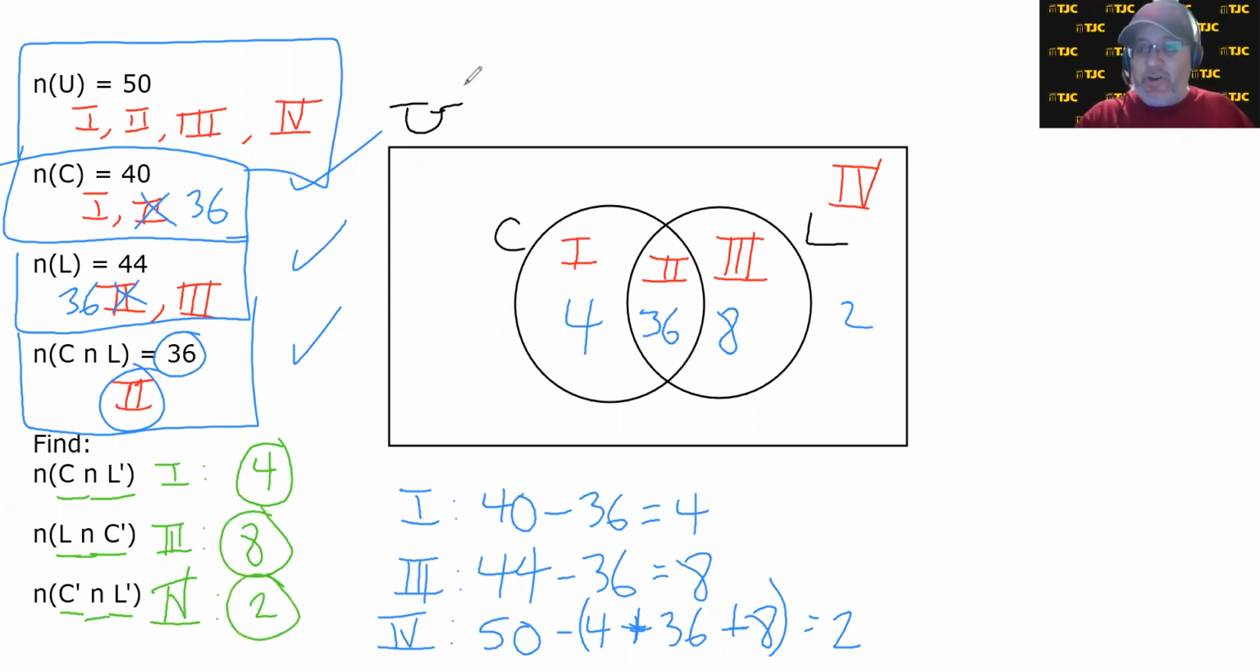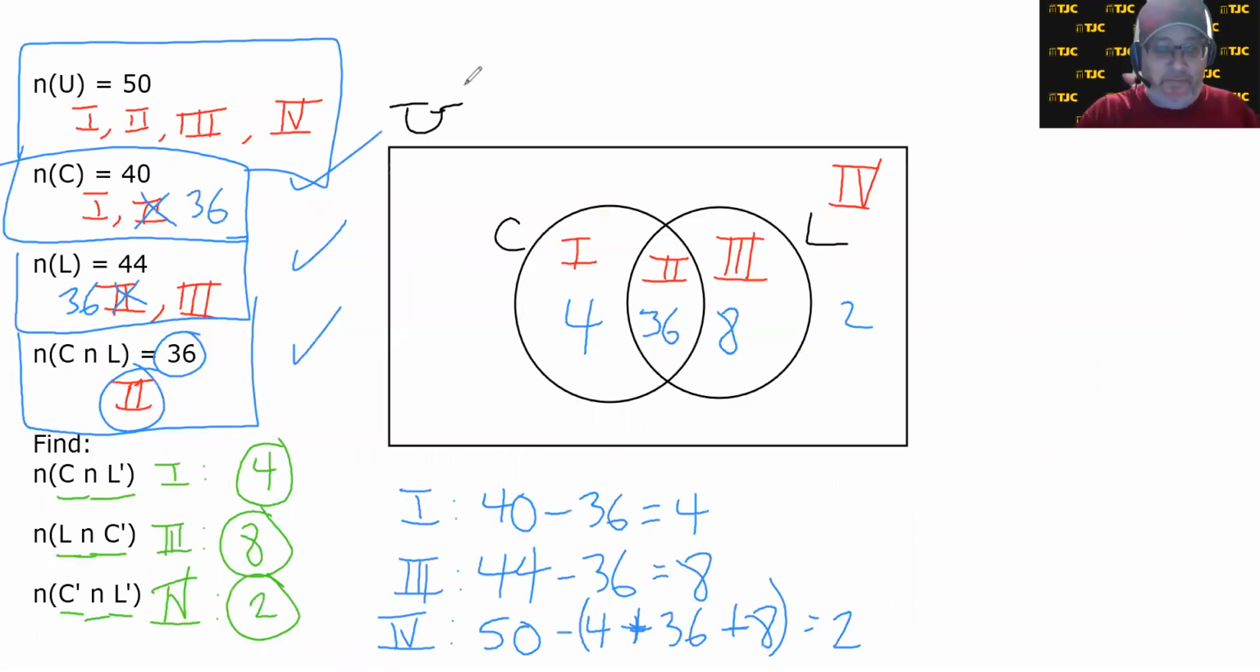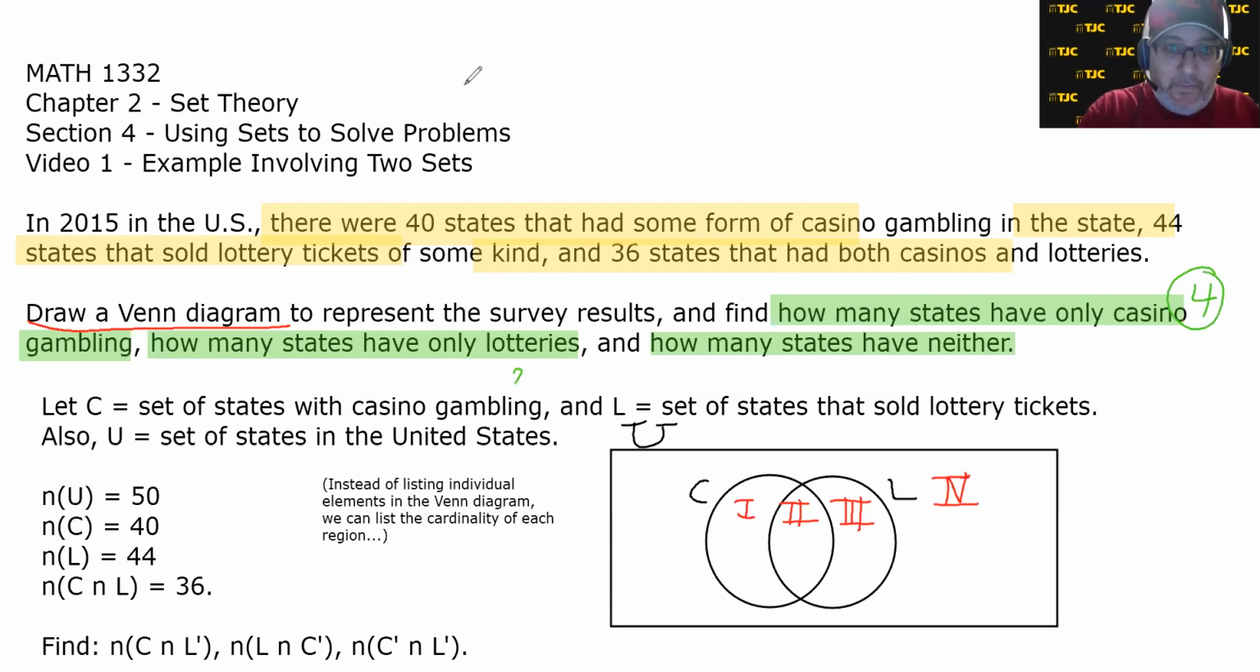And now we can answer all the questions. How many have only casino gambling? 4. How many have only lotteries? 2. I think it was 2. No, 8, excuse me. And how many have neither? 2. Of course, this is back in 2015, so I don't know how current these numbers are.